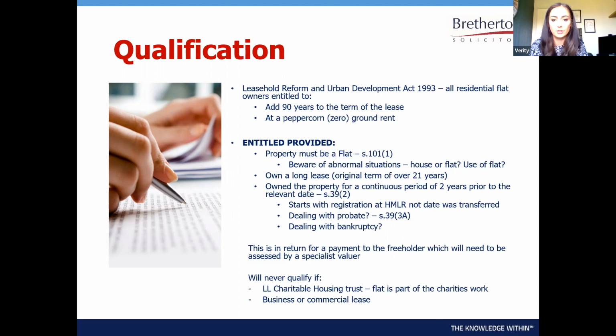All of this is in return for a payment to the freeholder. So provided you qualify, you have to pay the freeholder what we call a premium, which will need to be assessed by a specialist valuer. You will never qualify for a statutory lease extension if the landlord is a charitable housing trust and the flat is part of the charity's work. So you will never qualify in that situation. Or of course, if it's a business or commercial lease, this is an exclusive right to residential flat owners only.